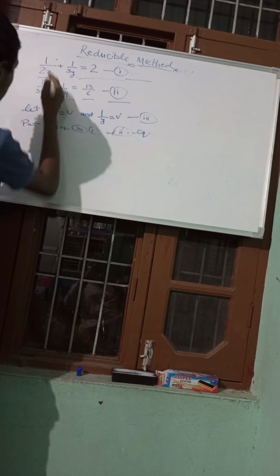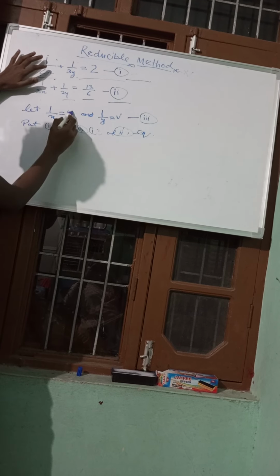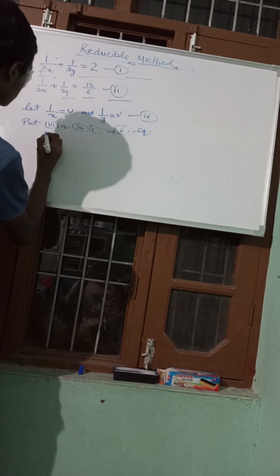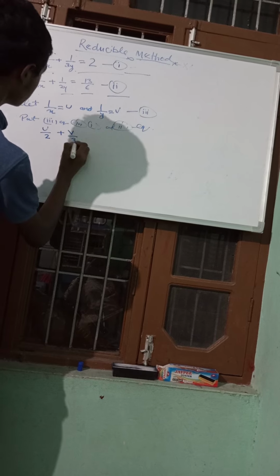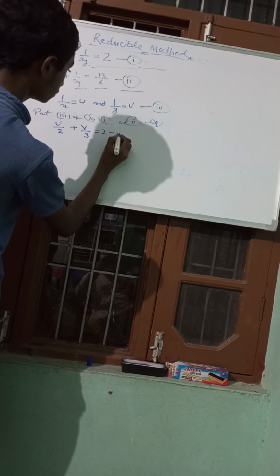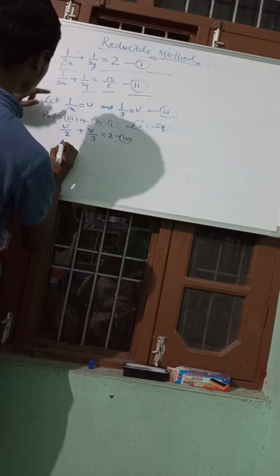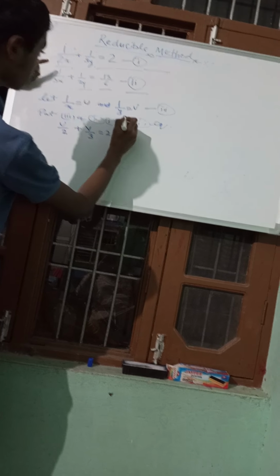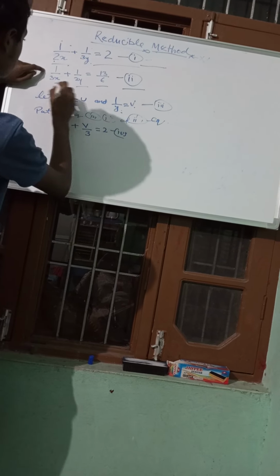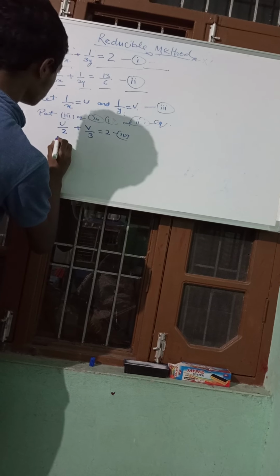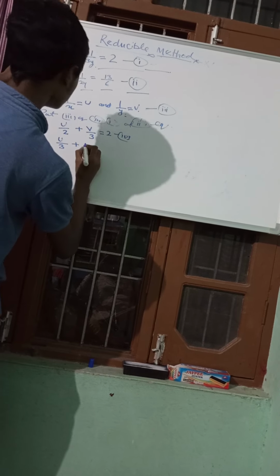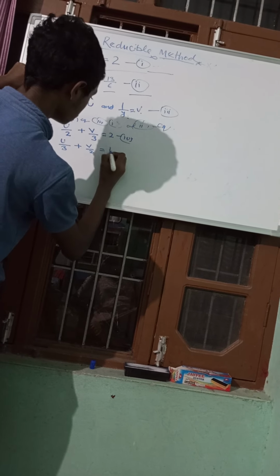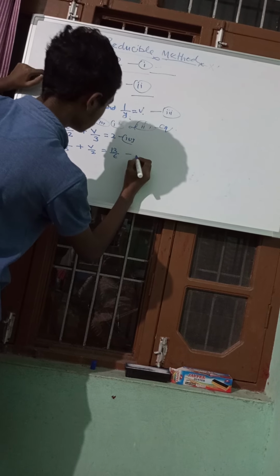Now we will put this, as you are able to see, 1 upon x is equal to u. Now we have u upon 2 plus v upon 3 is equal to 2, which is our first equation, and we also put 1 upon y is equal to v. We can say that u upon 3 plus v upon 2 is equal to 13 upon 6, which is our fifth equation.